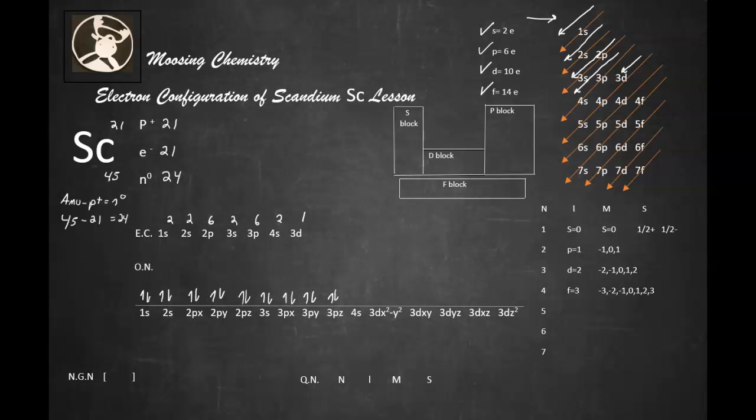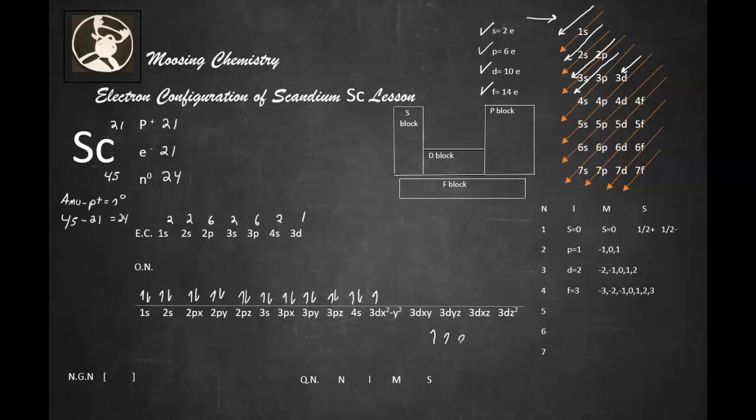Pretty easy, huh? 4s, up and then down, and 3d x squared minus y squared up. Pretty awesome, huh? Now, did you really need all these extra boxes right here? And the answer is yes. These are absolutely necessary, because electrons can jump suborbitals or orbitals when they become excited.